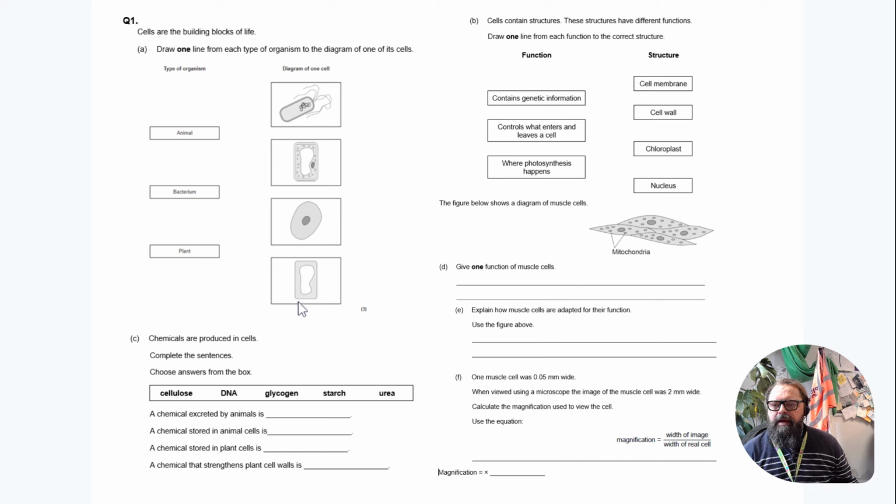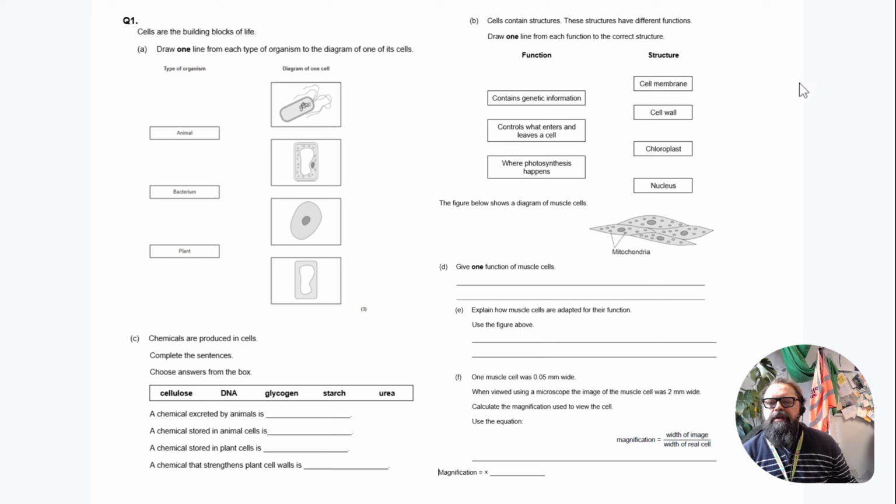If you are certain about one, draw your line and that cuts down your options. But for me, I'd be thinking, I know that bacterial cells don't have a nucleus, so I'm going to be joining up bacterium to the top diagram. And then I've got to decide between animal and plant. Animal cells are smaller and simpler. They don't have cell walls. So the animal cell is here and the plant cell is the middle of the top three diagrams.